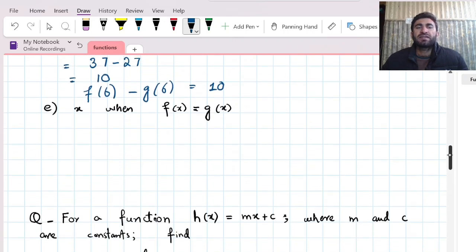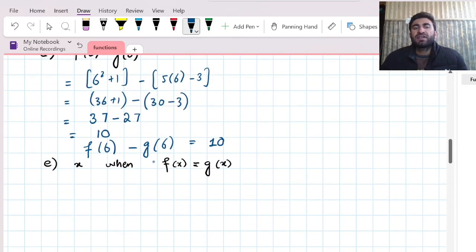In the next part, we have taken a condition where f of x will equal g of x, and we have to find the value of x. So in such conditions, we have to replace the function f of x with its expression. It was x square plus 1 equals g of x. Replace g of x with its expression, which was 5x minus 3.